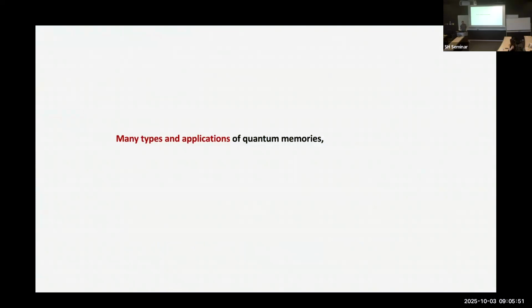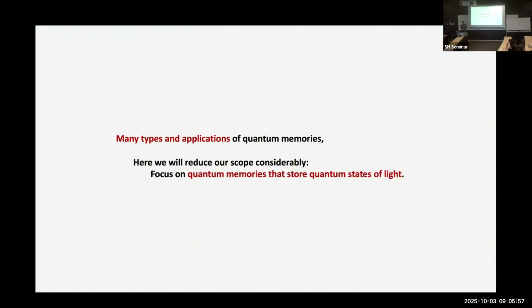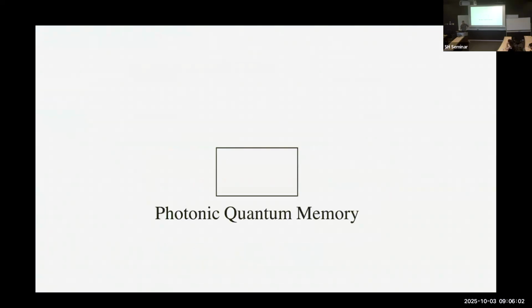Now, there's many different types and applications of quantum memories. Because of that, we're going to reduce the scope and we're going to focus on quantum memories that store quantum states of light. So this is a photonic quantum memory. Now we have a pulse of light. Pulse of light goes into the memory. It stays in the memory for some amount of time, and then sometime later, that same light pulse is read out.